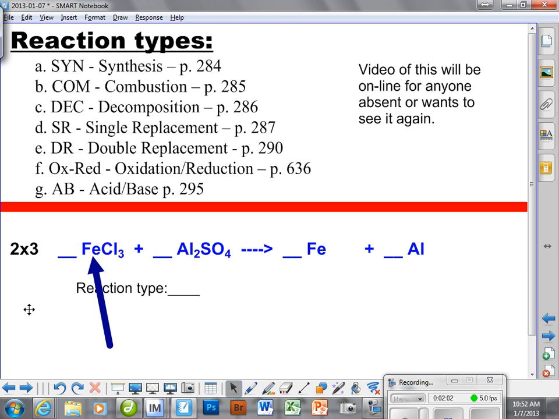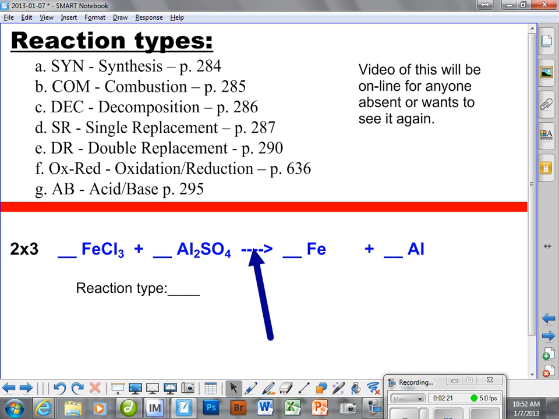Now we're going to take iron out of this iron 3 chloride, and we're going to put him over here. That's the first step in all of these. And then we're going to take the metal in the second one, the aluminum, and put him over here. That's the way we start all of these guys.